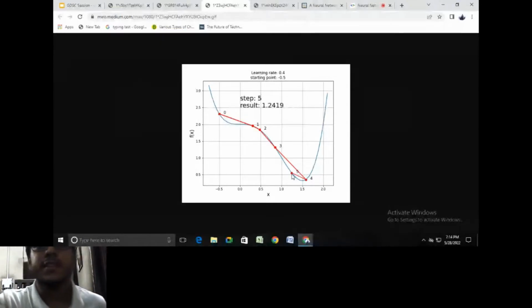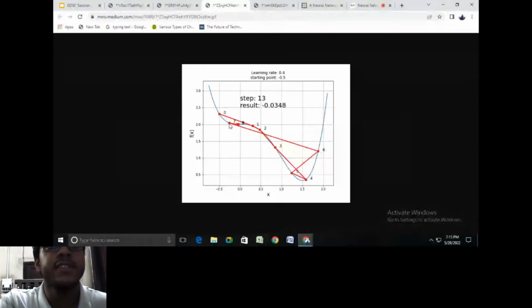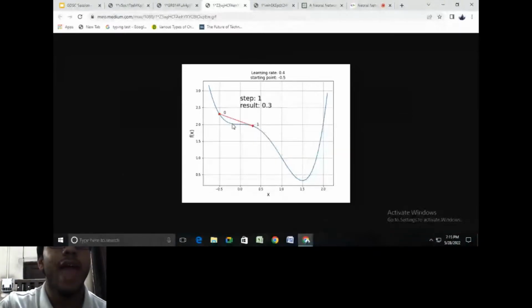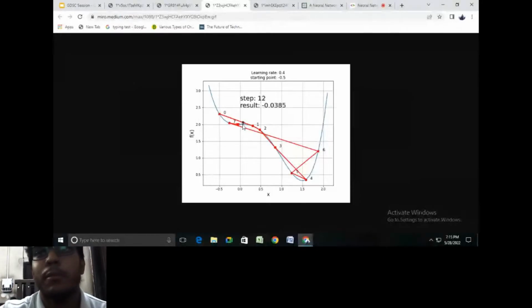And in step 6, the magnitude of the gradient is very high, because here the tangent is very steep. So from step 6 to 7, this step is quite large. And from here, we can see that it reaches a situation where the gradient descent algorithm finds this saddle point, this region here, as the global minimum.